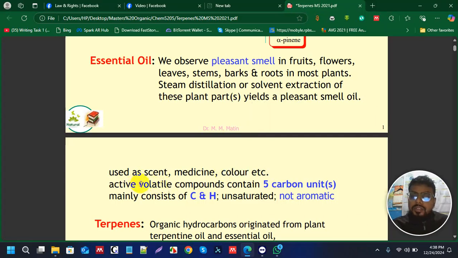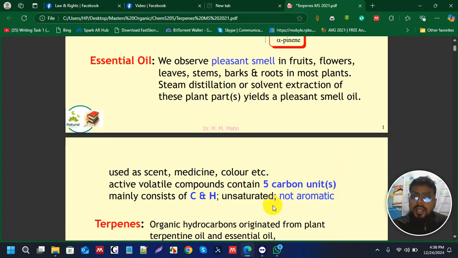Active volatile compounds among essential oils contain 5 carbon units, mainly consist of carbon and hydrogen, and those are unsaturated, not saturated. Unsaturated means those compounds must contain carbon carbon double bond or triple bond, etc. And these compounds, essential oils, are not aromatic. That means in most cases it can be aliphatic. It does not fulfill the features or requirements of aromatic compounds.